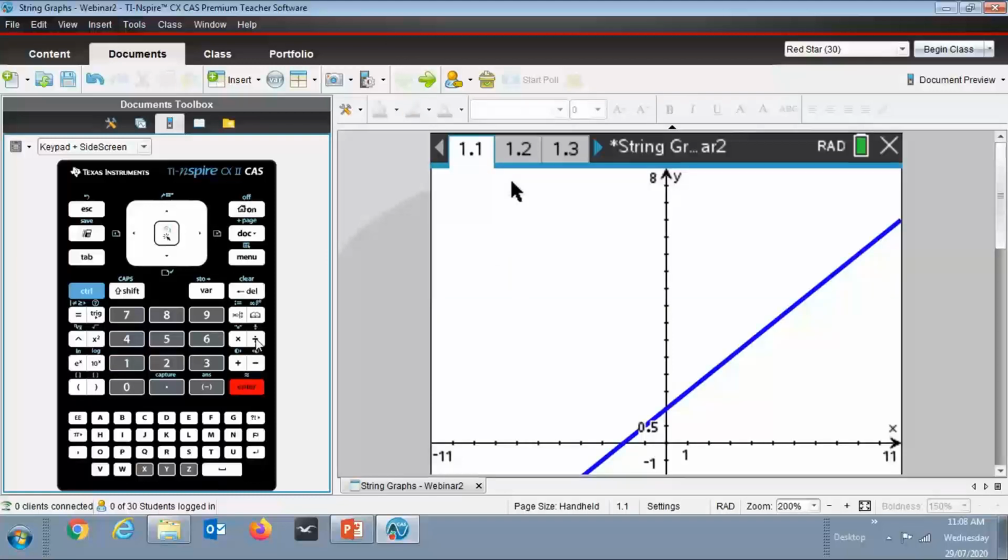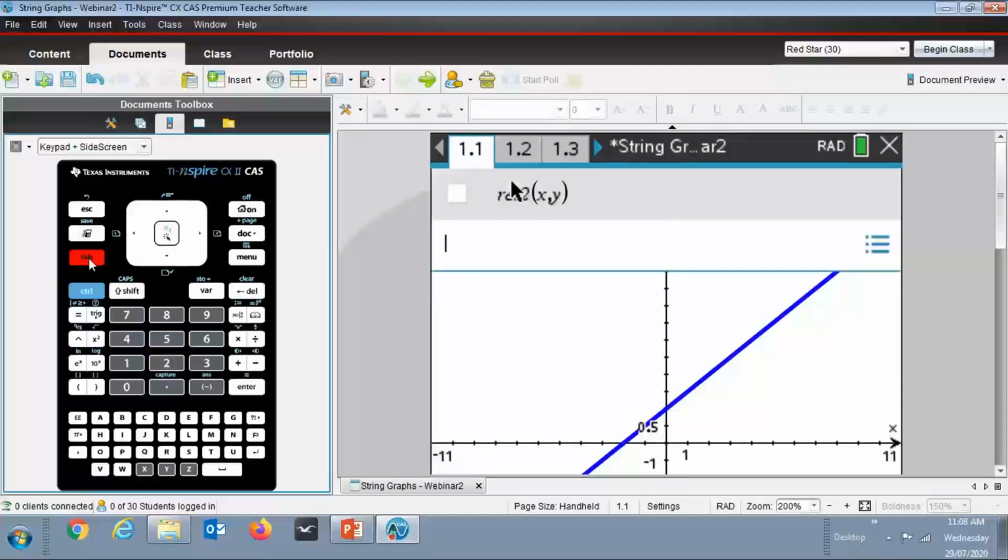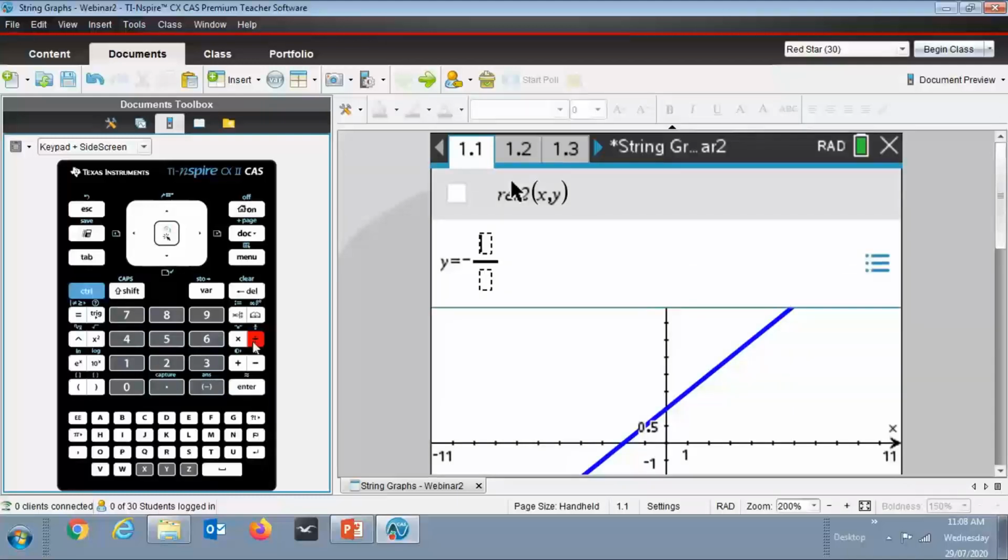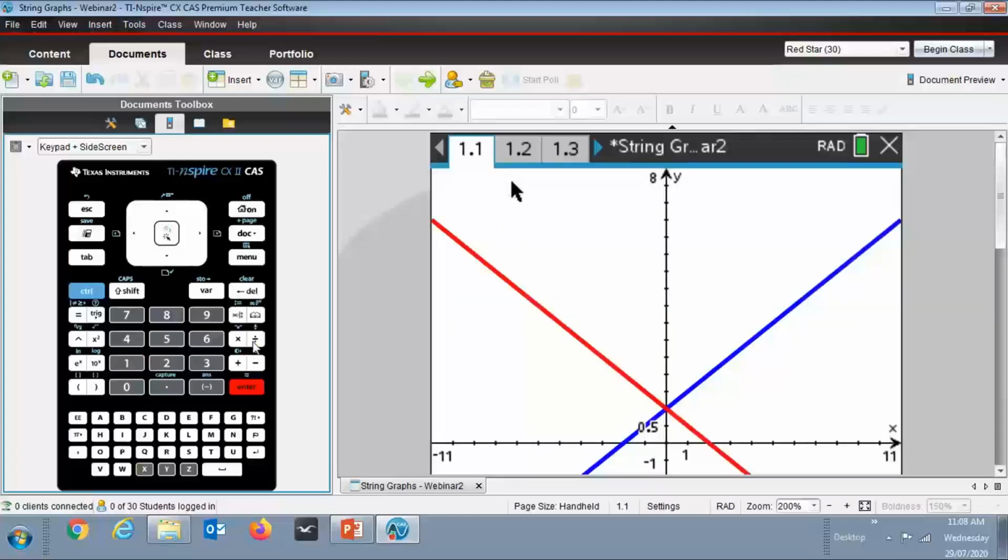To put in the second graph, all you need to do is to press the tab key up here, and that reactivates and sets up for the next relational graph, which will be Y = negative fraction 1/2 X + 1. And we press enter.